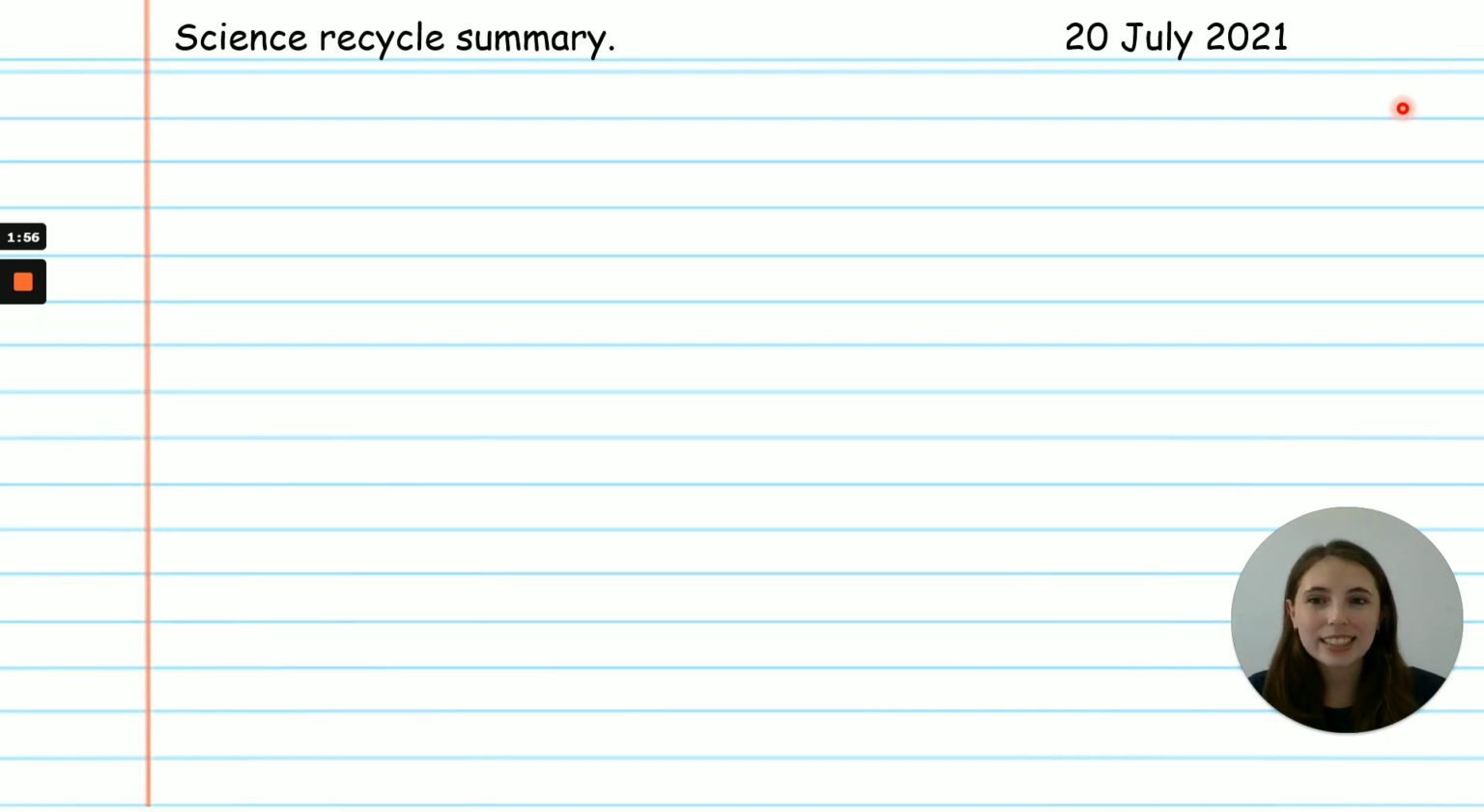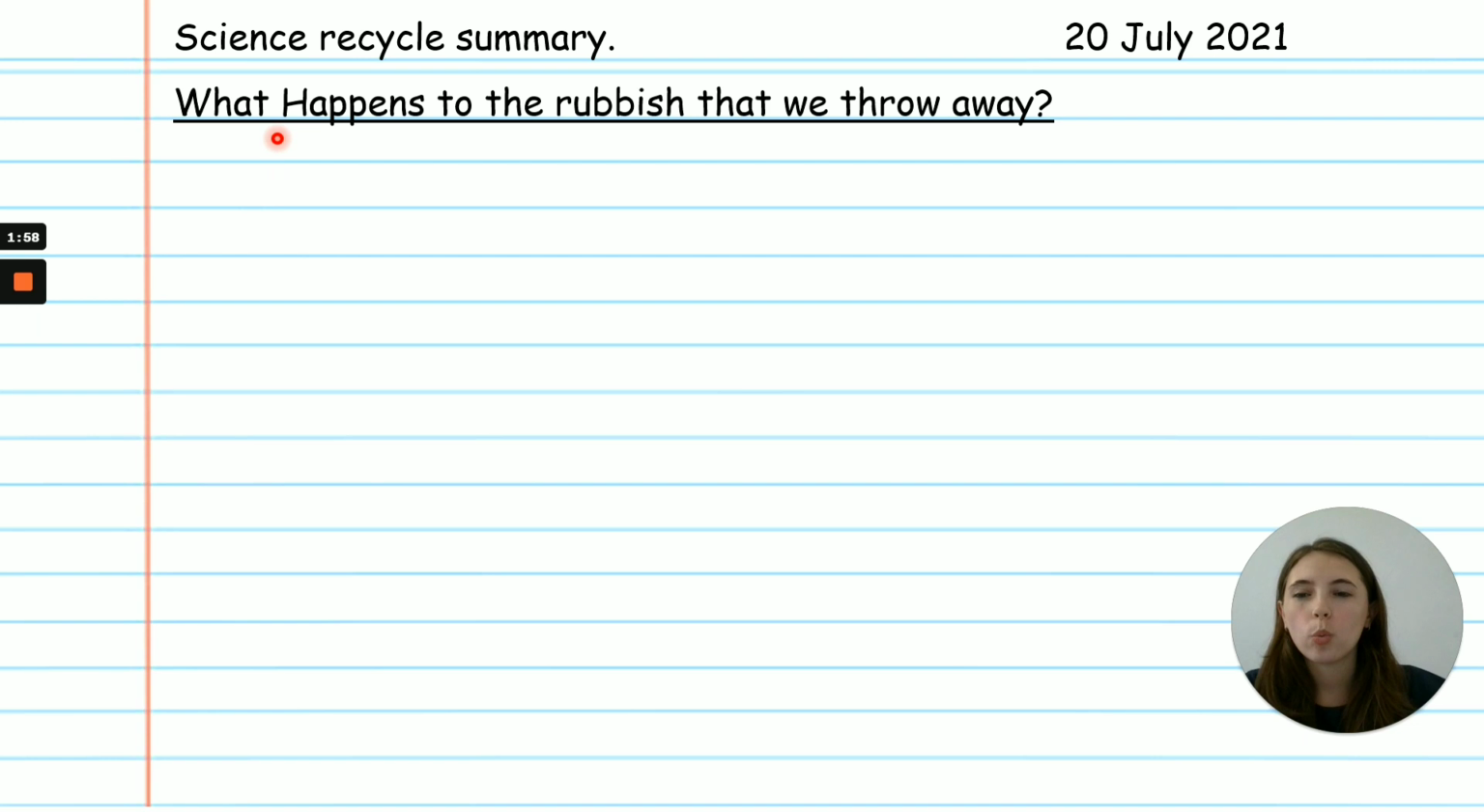So let's start our lesson by writing down what happens to the rubbish that we throw away. And then you can take your ruler and draw a line underneath this sentence. So quickly write down what happens to the rubbish that we throw away and draw a line.